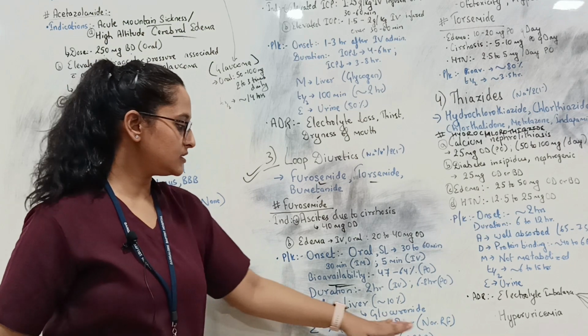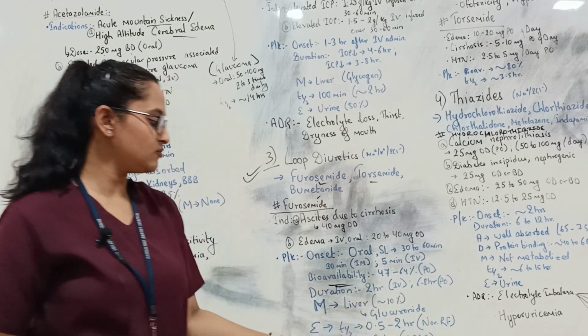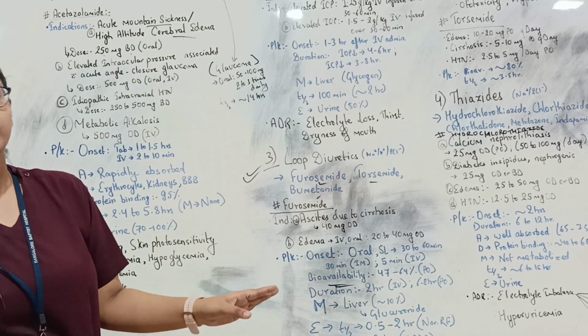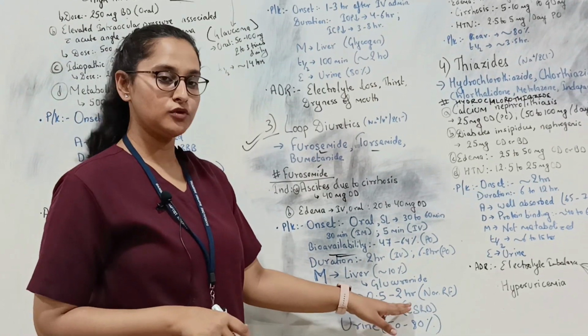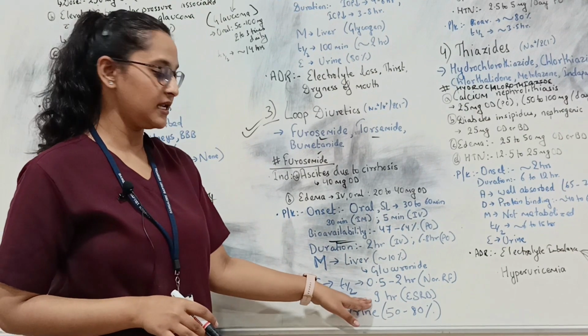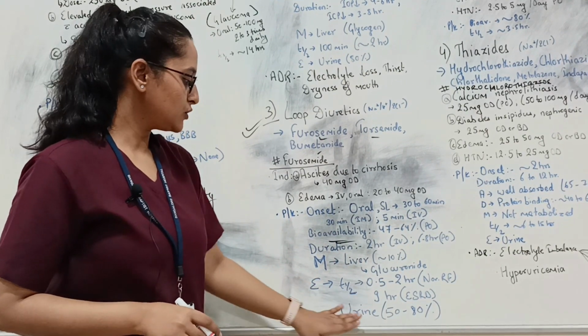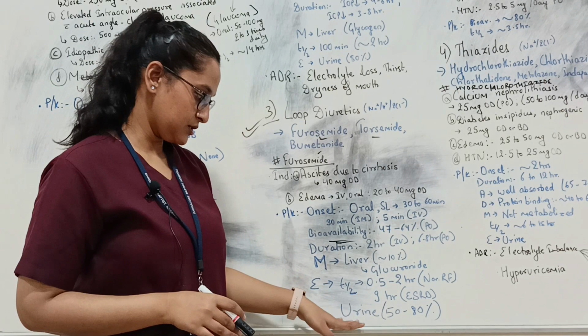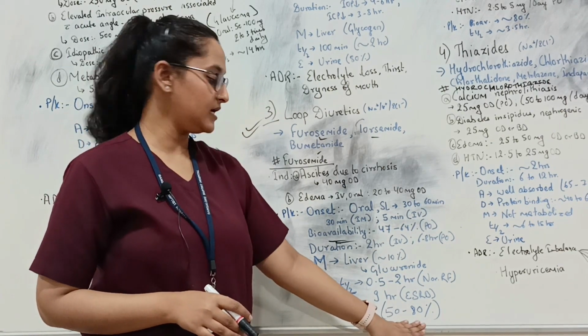So this is in the normal condition, for normal human beings who don't have renal function disorders, 0.5 to 2 hours, and for renal conditions, especially end stage renal disease, the T half life is 9 hours. It is excreted through urine, 50 to 80%.